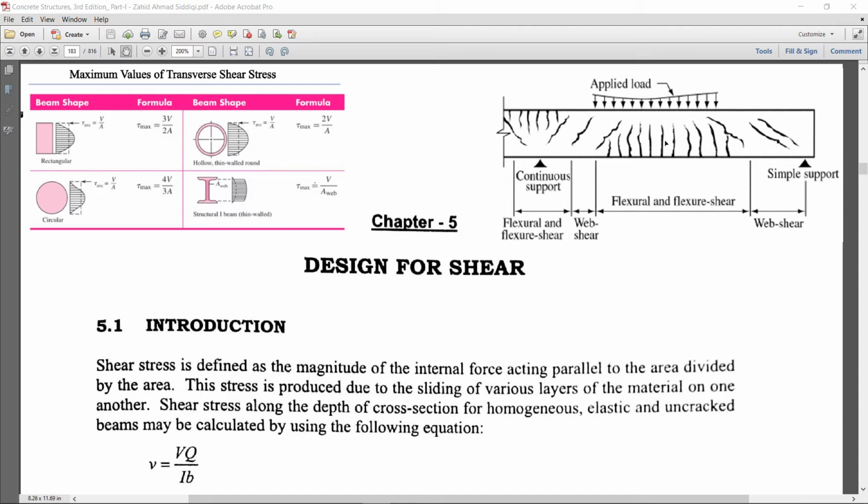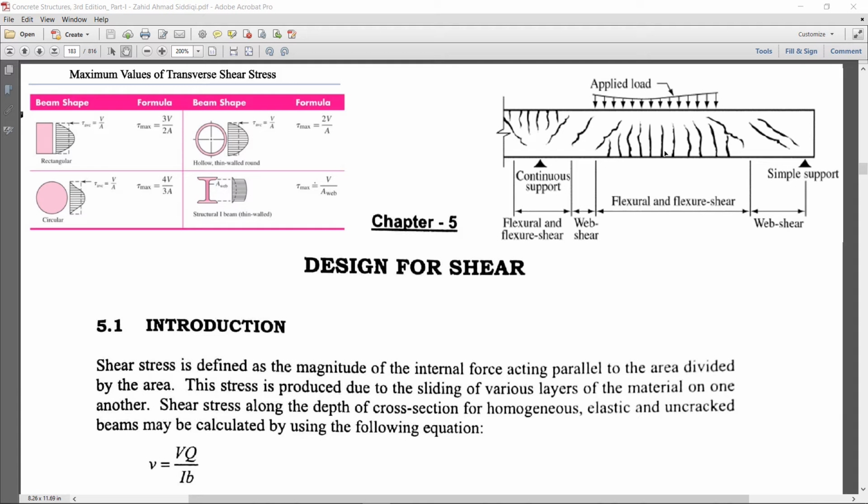Here is the cracking pattern shown in the beam. One end is simply supported, and on the other side it is a continuous beam. As you know, the bending moment is maximum most of the time at the center of the beam, so that's why here you see the cracks at the center. As the cracks go towards the support, they become inclined. In general, the cracks which develop due to the bending moment are called pure flexure cracks.